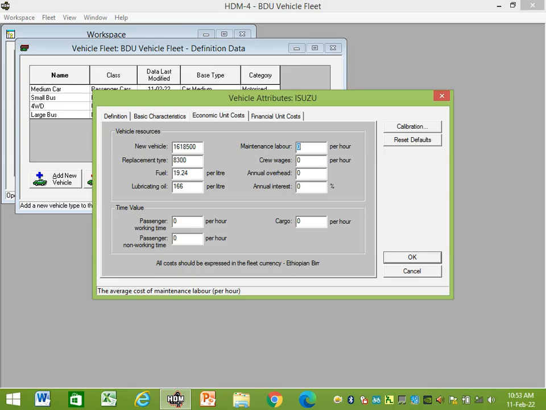Maintenance labor economic is 104. Crew wages 30.3 economic. Annual overhead 32,370. Interest 12%. Cargo, the same thing. We don't have the data, but you have to put the cargo per hour cost. But you don't have the data with us.